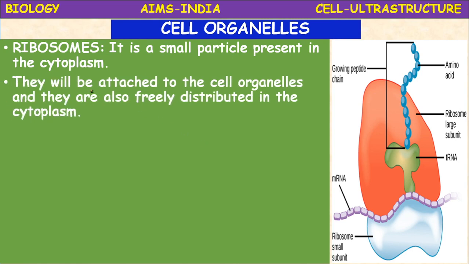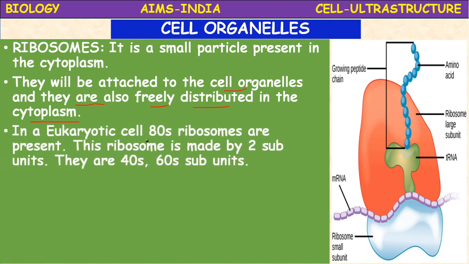They will be attached to the cell organelles, or they are also freely distributed in the cytoplasm. In a eukaryotic cell, the ribosomes are called 80S type of ribosomes. These 80S ribosomes are present in the eukaryotic cells. It is made up of two subunits. So here the picture shown here consists of two parts.